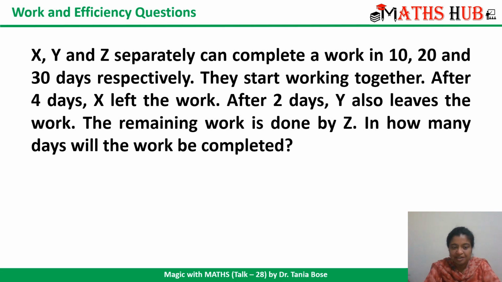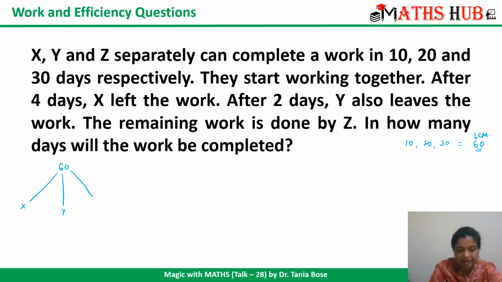The first question says that X, Y, and Z separately can complete a work in 10, 20, and 30 days, right? So the first thing is that for the quantities given to us, 10, 20, and 30, let's take the LCM, and I'm sure you will get the LCM equal to 60, right? So now let's write here 60 and let's write the individual work done by each person X, Y, and Z.